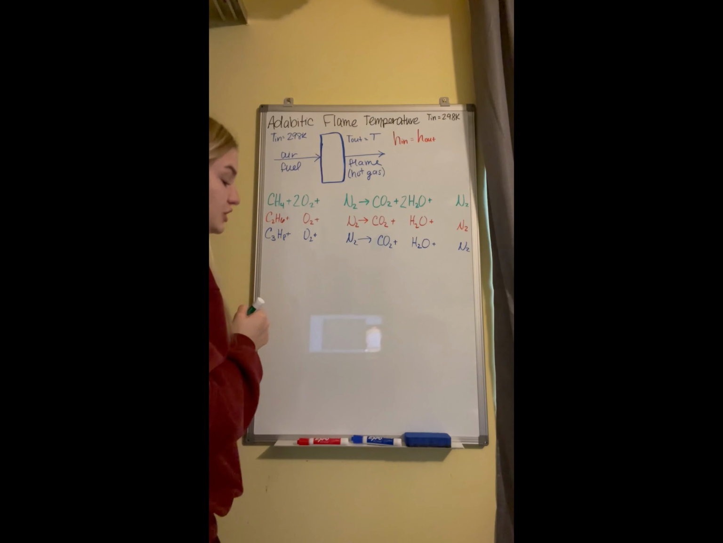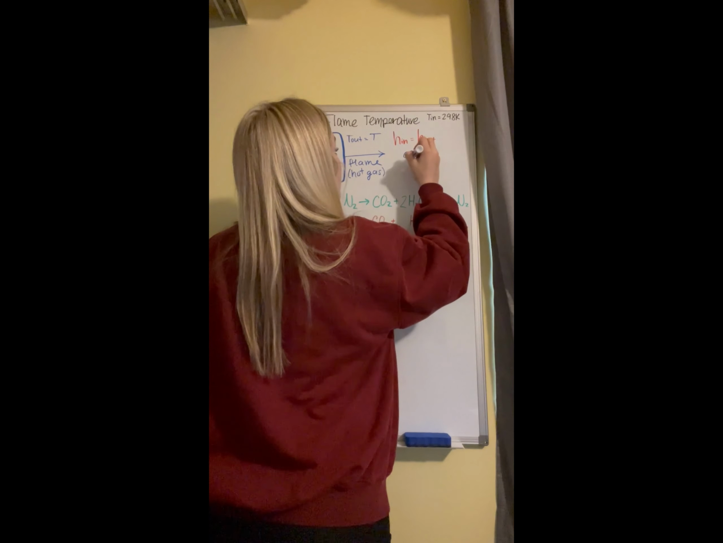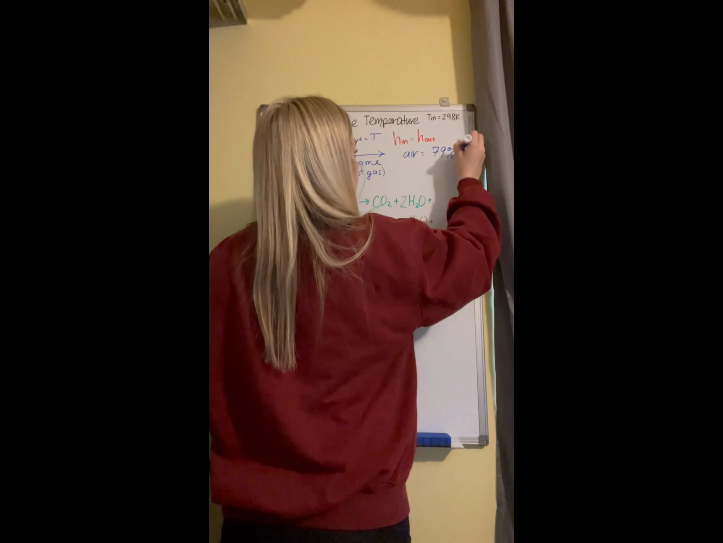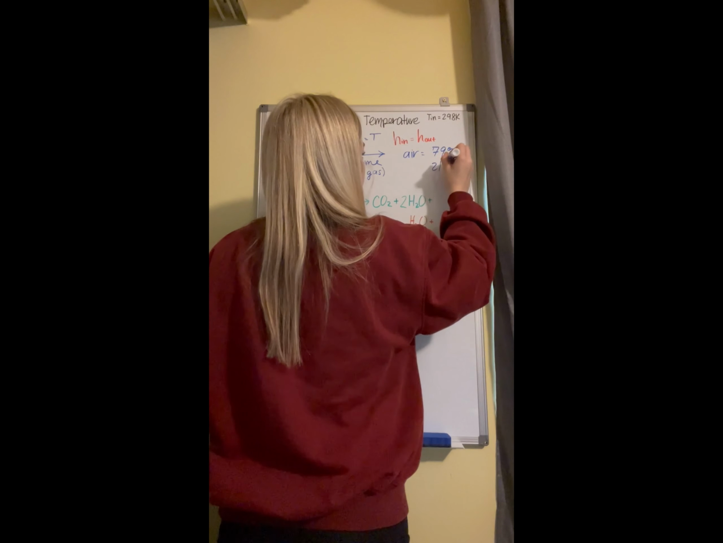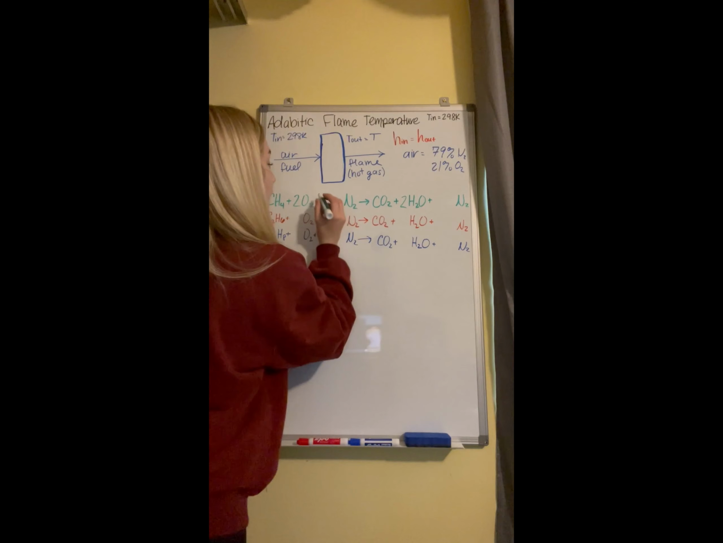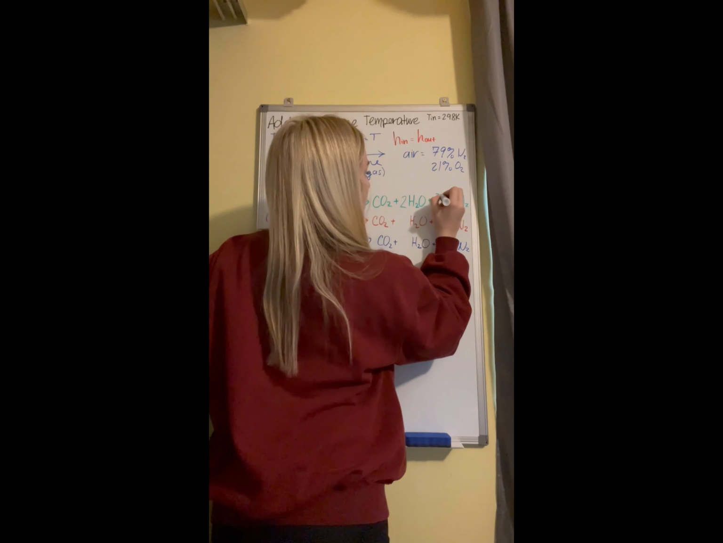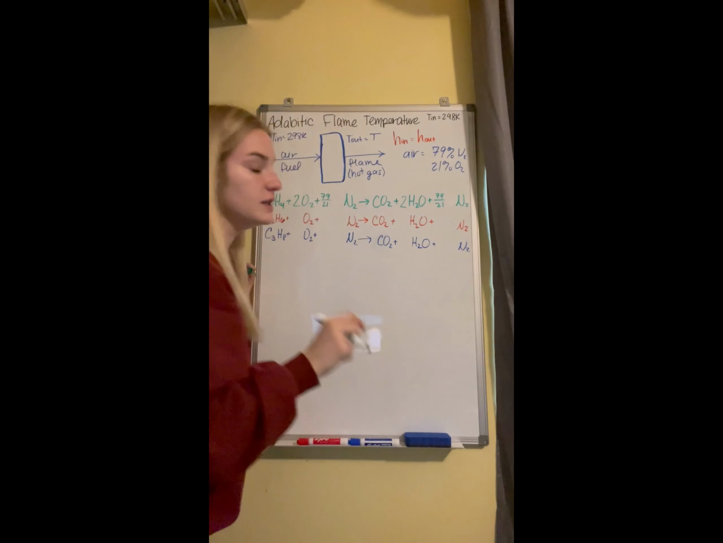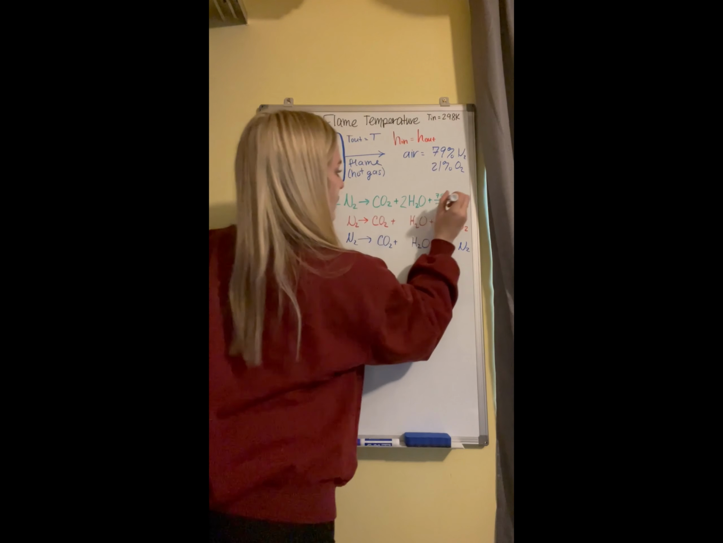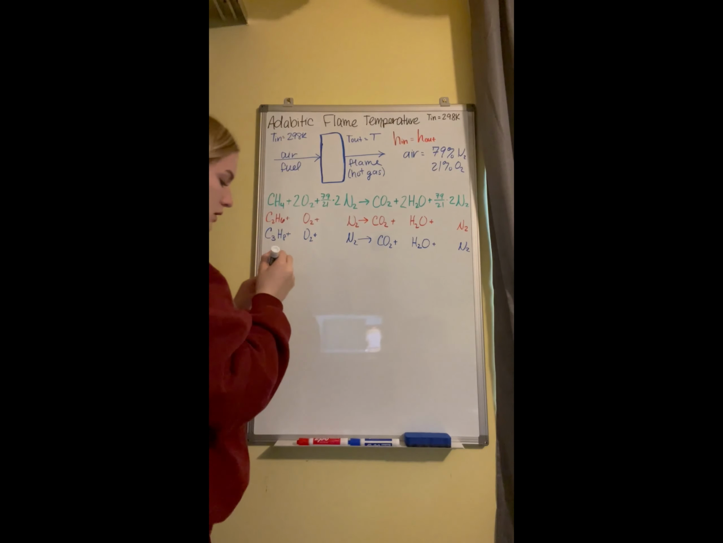Now, for nitrogen, air is made up of 79% nitrogen and only 21% oxygen. So for the nitrogen, we have to have 79 over 21, but then we also have to have the same amount of nitrogen that we do oxygen. So we are also going to multiply this by 2, since we have to multiply this by 2.